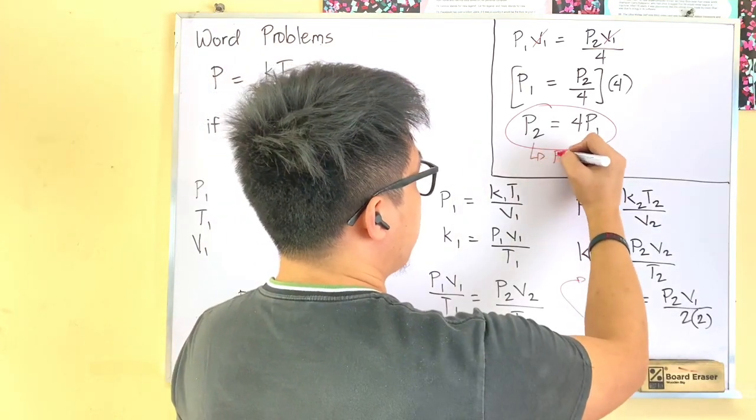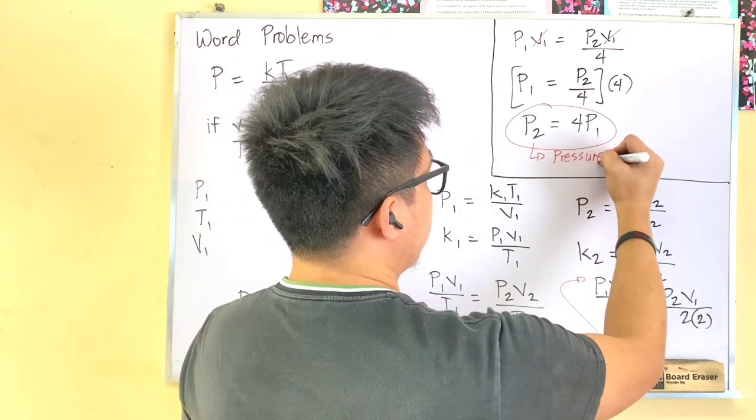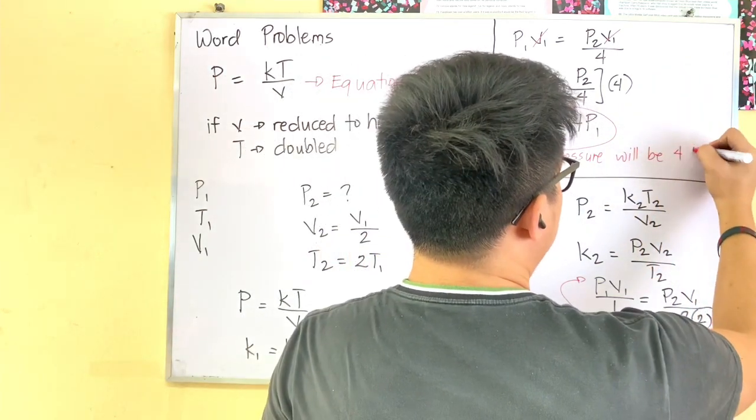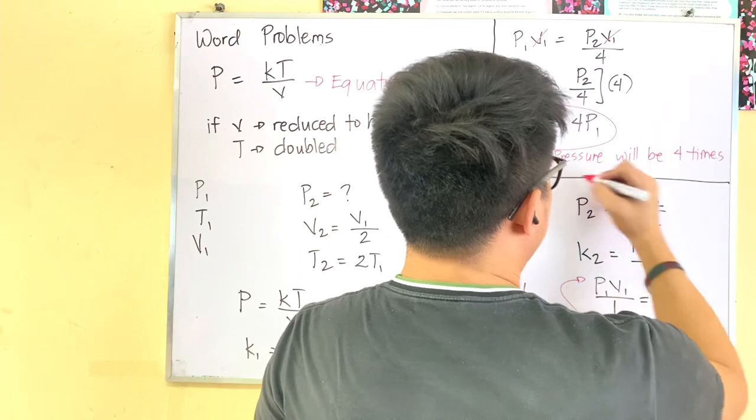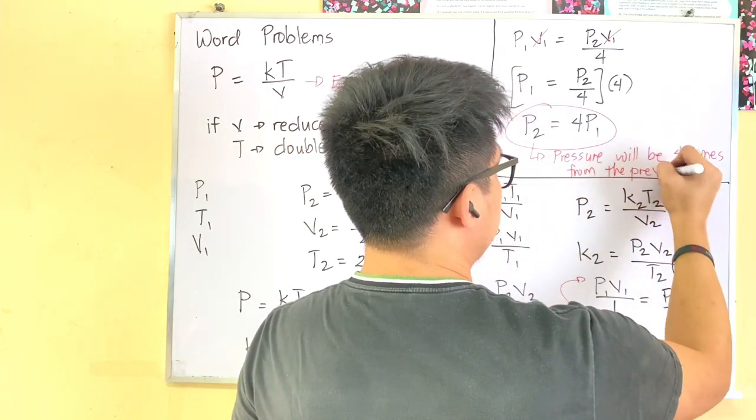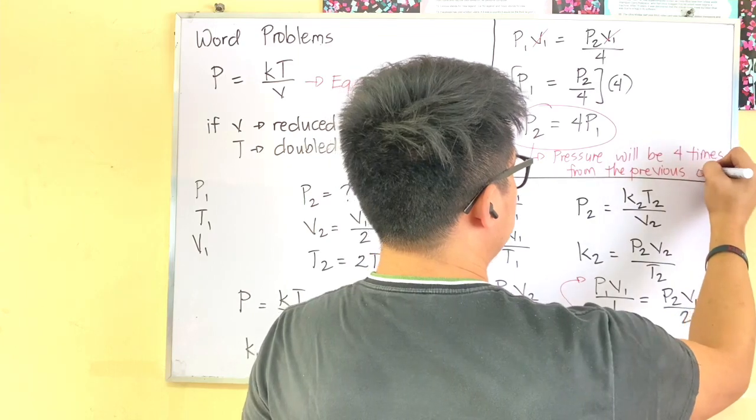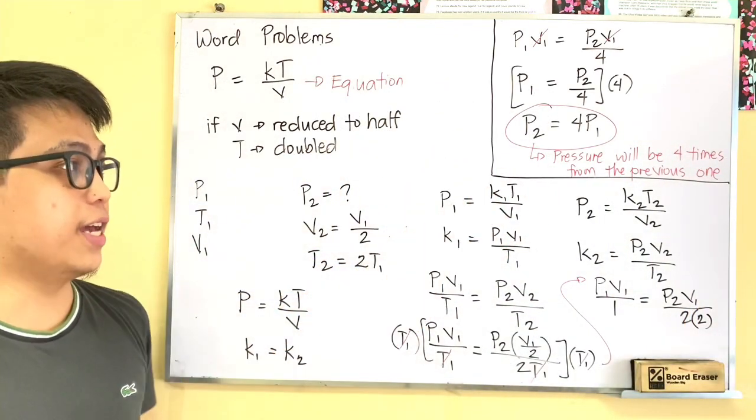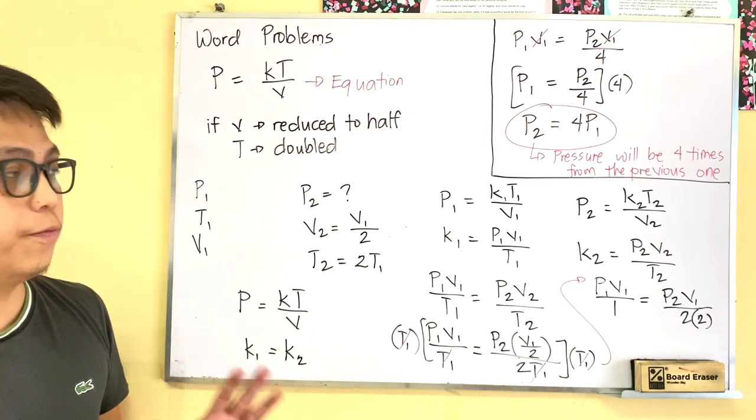So, pressure will be 4 times from the previous one. So that will be our final answer for the given problem.